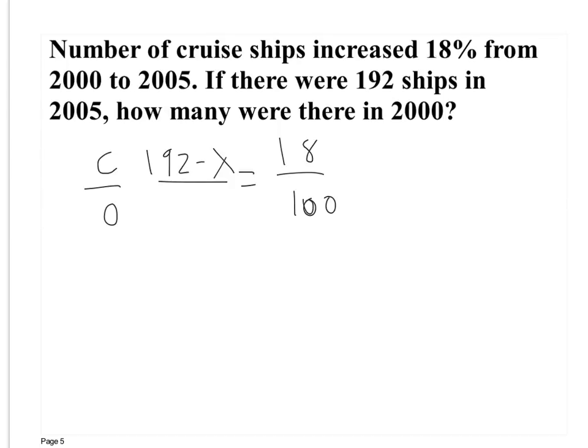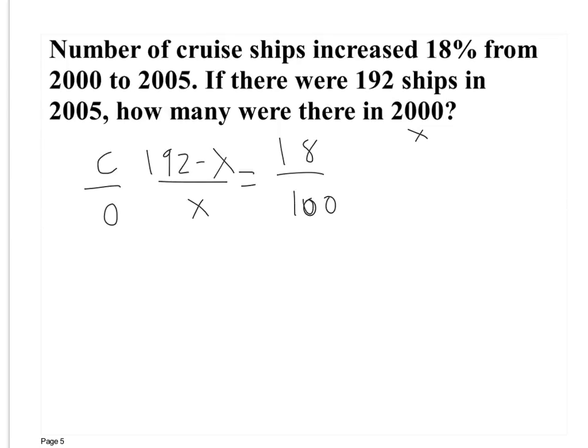And isn't X my original amount? Okay? Because I don't know how many were in 2000. Well, so that would be X. Right? So if I took 192 minus X, would that tell me how many ships were in 2000? Yes. As soon as I find out how many there were in 2000.